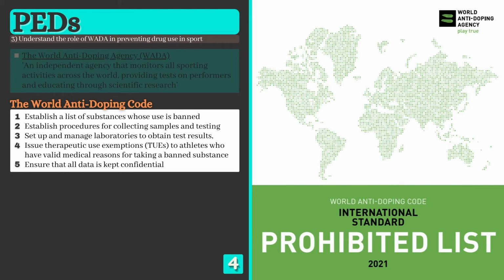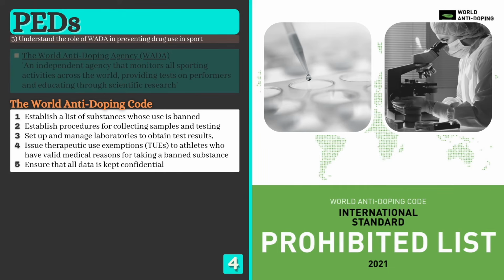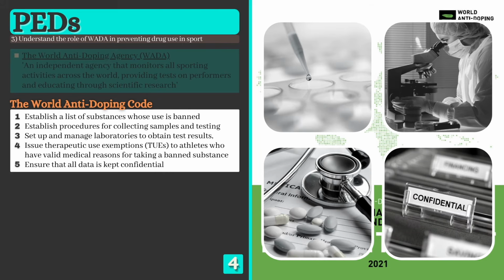These are to establish and regularly update a list of substances whose use is banned, establish procedures for how samples will be collected and tested, set up and manage laboratories to obtain test results, issue therapeutic use exemptions or TUEs to athletes who have valid medical reasons for taking a banned substance, and to ensure that all data that is gathered and analysed is kept confidential.